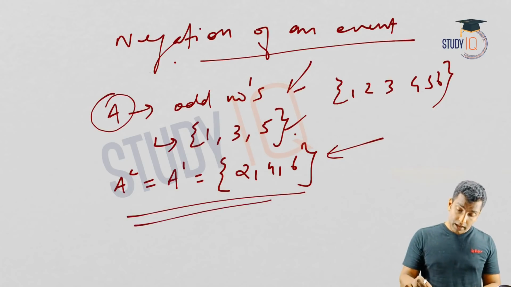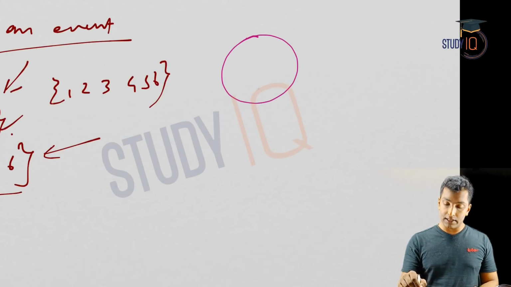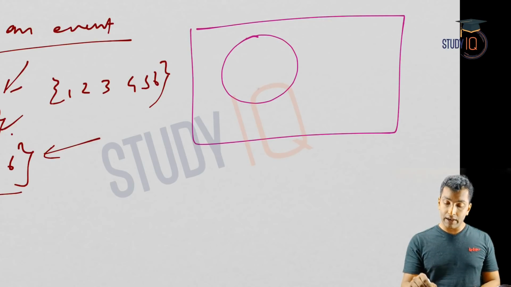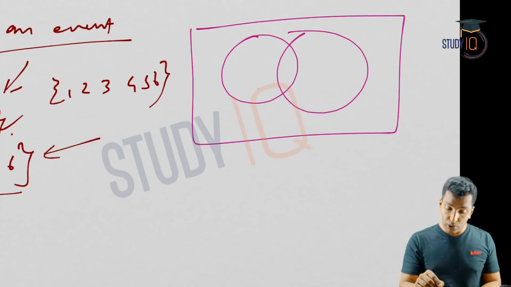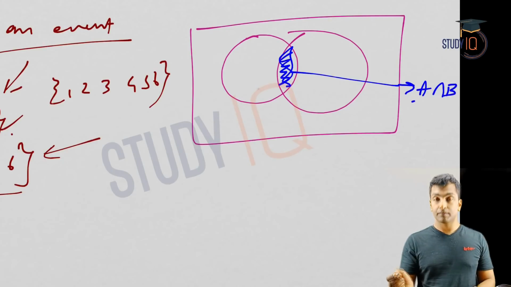So if you need to visualize A intersection B, A was given, B was given. Let's suppose this is your sample space. The elements which are there in both is this area. So this area is represented as A intersection B.